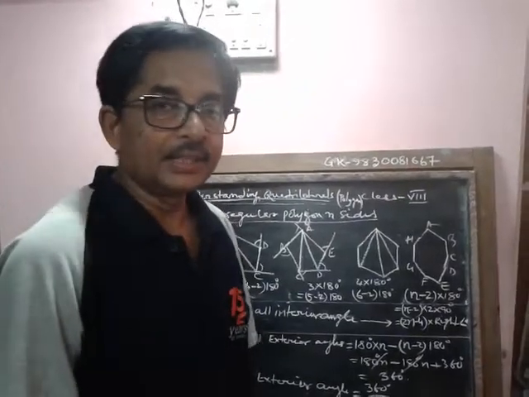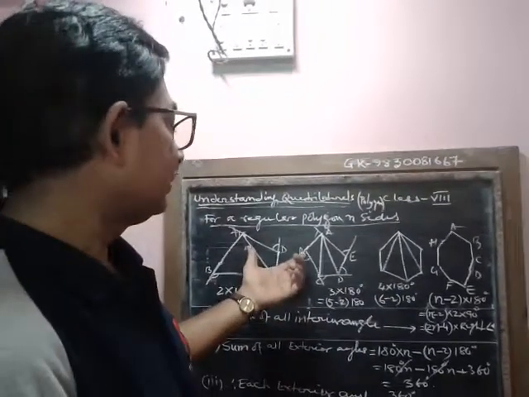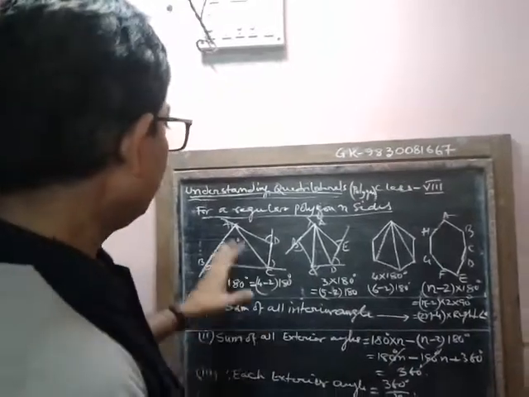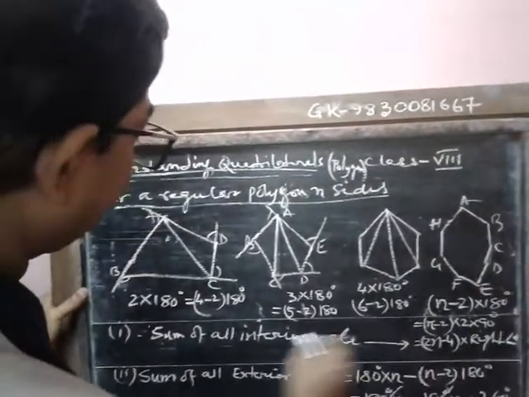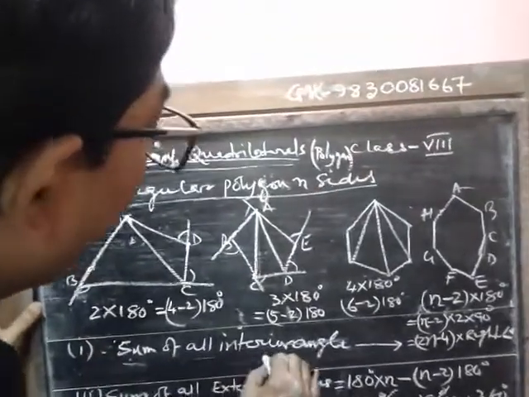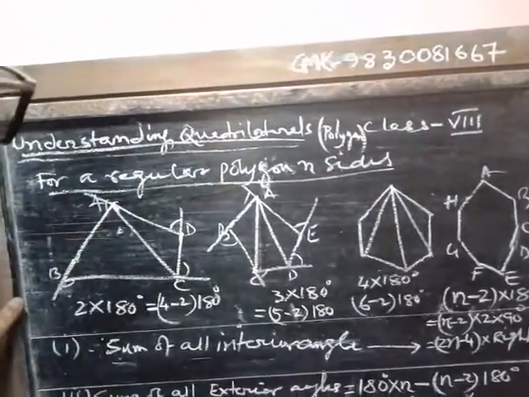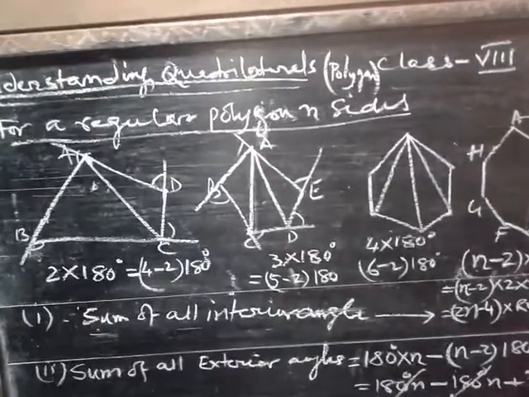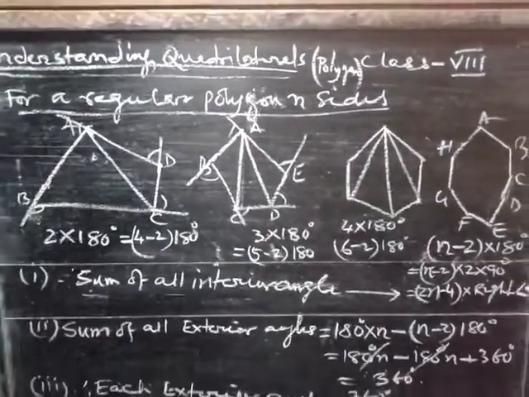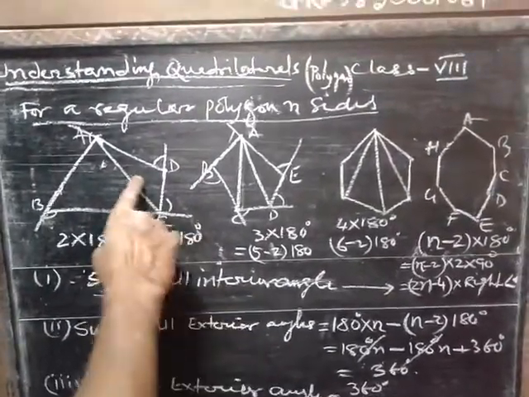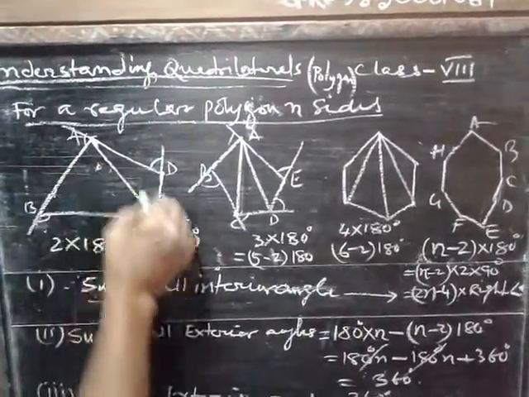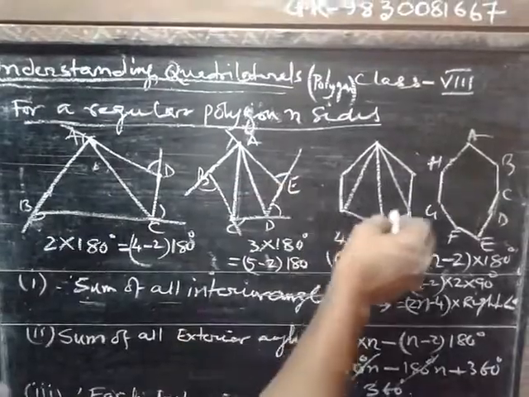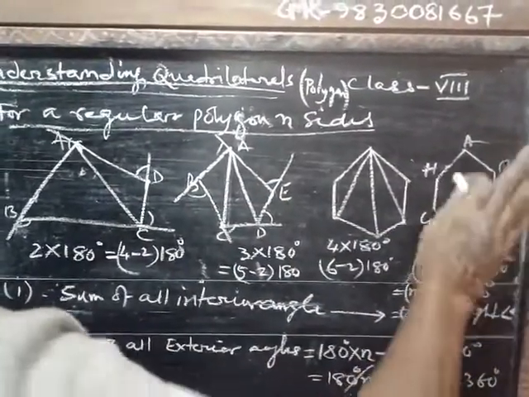Hi students, today in this video you will see how the formulas come for the sum of all interior angles, the sum of all exterior angles, each interior angle and each exterior angle. I have taken 4 cases here. Suppose this is a quadrilateral, this is a pentagon, this is a hexagon, and this has n number of sides.